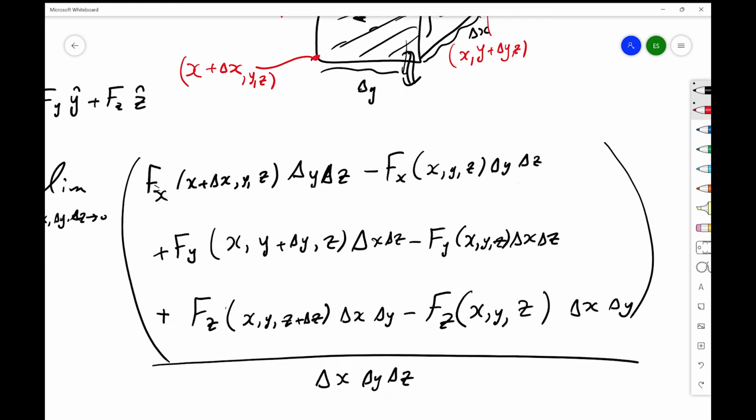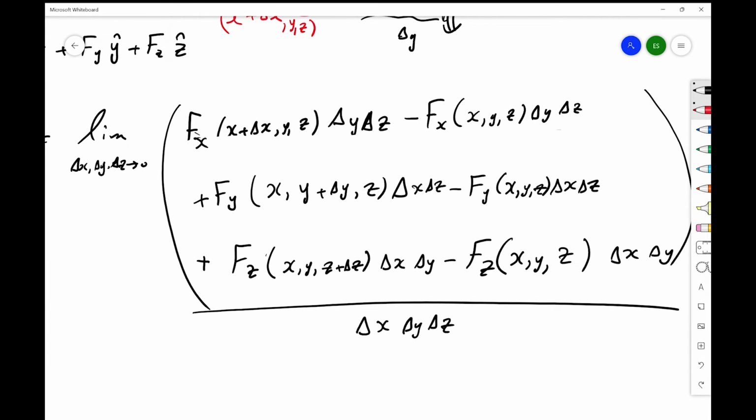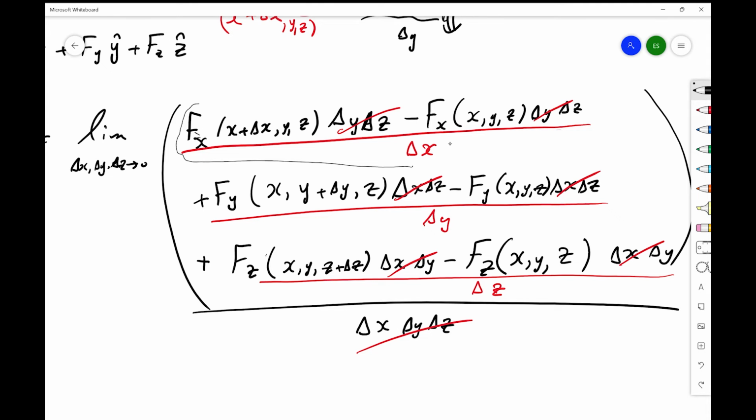So if I cancel everything, I cancel here delta y delta z, and delta y delta z, and what remains is delta x. I cancel here delta x delta z, and what remains is delta y. And cancel here delta x delta y, what remains is delta z. So you see what's taking shape here? This is the differentiation of the fx component with respect to x. This is the differentiation of the fy component with respect to y.